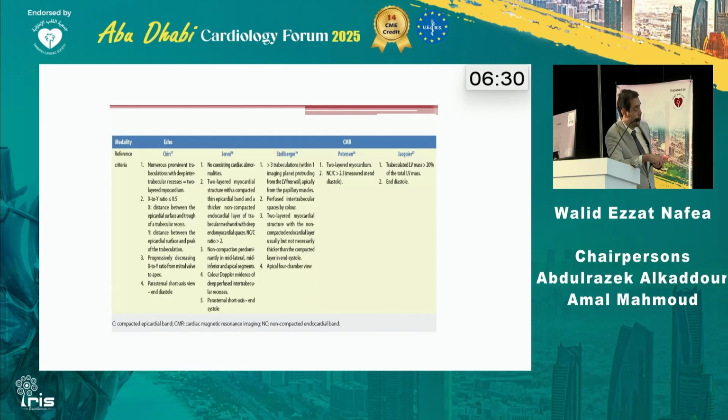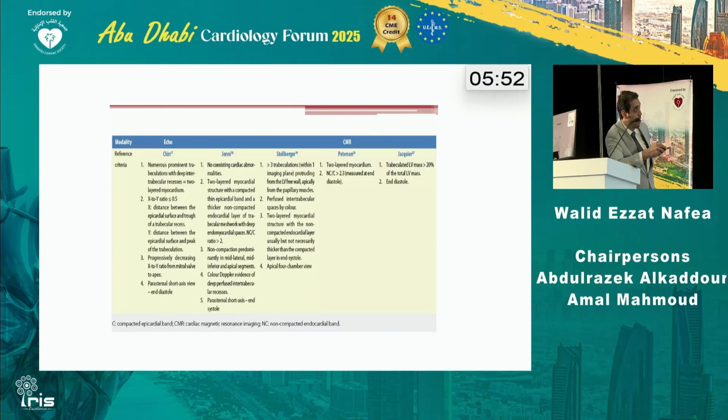And Stöllberger requires more than 3 trabeculae in one imaging plane, along with perfusion of the intertrabecular space by color Doppler to make sure it's a true recess. But if we look at the timing used to measure the thickness, Chen et al. measures in end diastole, and Jenni et al. measures in end systole. And here it depends on the four-chamber view, and it's not related, because it measures the deep invagination of the recess itself.